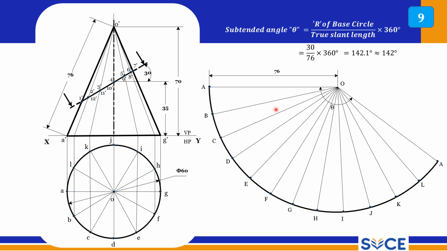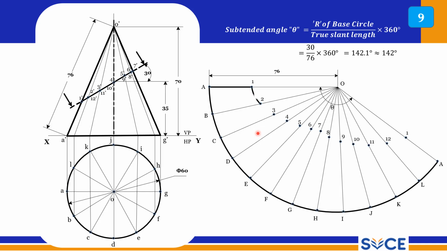Now 1 is no problem, I can obtain 1 here. On the other side also I can mark 1. Point 2 is obtained on OB. So you project point 2 onto the true length line, measure along this true length line, and that distance should be marked here. Similarly 3, 4, 5, 6, 7, 8, 9, 10, 11, 12 and again 1.